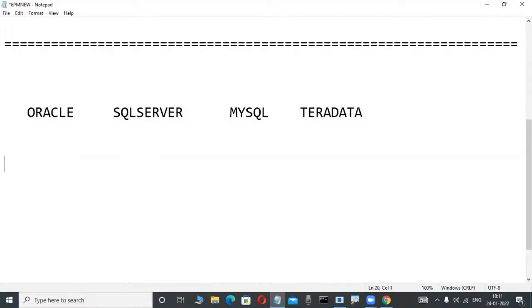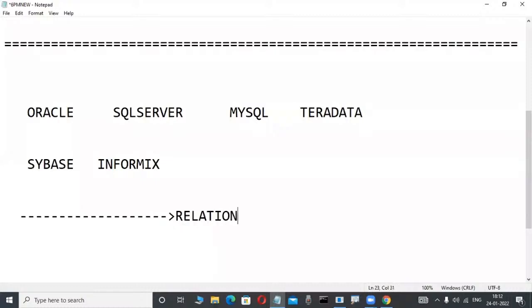Now concentrate here. Slowly observe it. This is a demo class, I'm telling something only. Oracle is a product from Oracle Corporation. SQL Server is a product from Microsoft. MySQL is an open source product, which is now also from Oracle. Teradata is a product from NCR Corporation. Sybase is a product from Ingres Software. Like this, so many products are there. All these products are relational databases, implemented based on the relational data model.